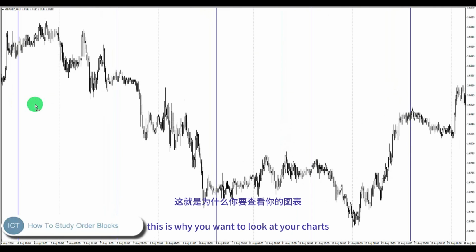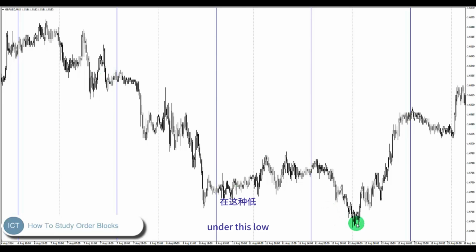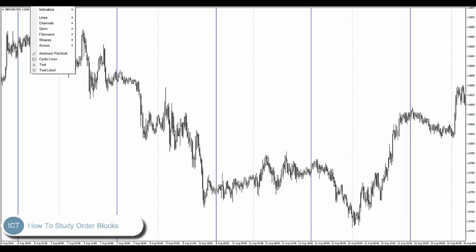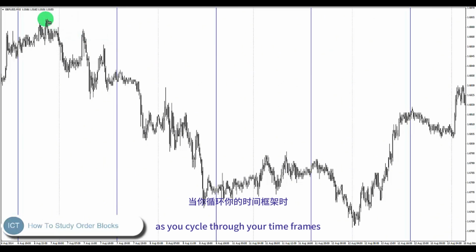This is why you want to look at your charts from away. Turn your computer on, sit on the sofa, and have it sit maybe on a coffee table across the room, and just look at it from a greater distance. Because if we start zooming in and only looking at the little minor moves like this, you're going to forget about these parent price swings like this high down to this low. And these are some of the things you need to be doing as you cycle through your time frames.